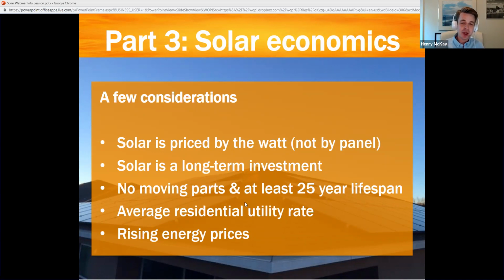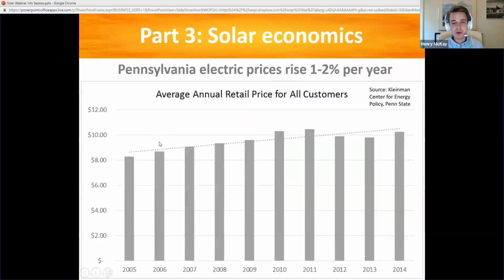And your savings are a function of what you're paying for electric right now, how many dollars per kilowatt hour you're paying right now. The more expensive your energy is, the faster your solar payback will be, and how quickly that cost is going to rise over time. Now, in Pennsylvania, electric utility prices rise about 1% to 2% per year. This is data from Penn State, actually originally from the Federal Energy Information Administration. And you can see from 2005 to 2014, for example, prices have risen about 1% to 2% a year. And we expect that to continue in the future.